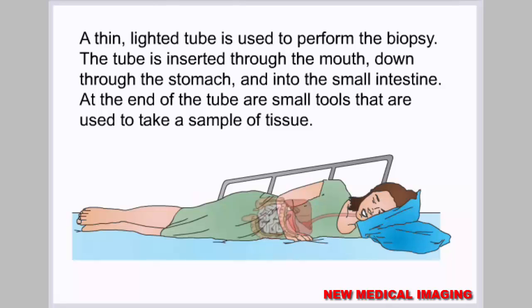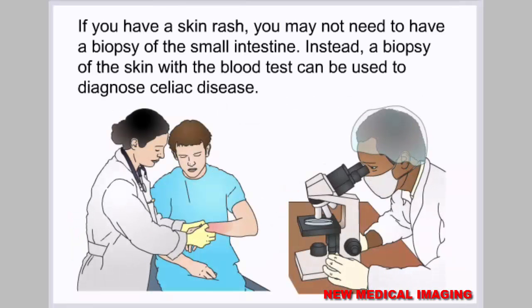A thin lighted tube is used to perform the biopsy. The tube is inserted through the mouth, down through the stomach, and into the small intestine. At the end of the tube are small tools that are used to take a sample of tissue. If you have a skin rash, you may not need to have a biopsy of the small intestine. Instead, a biopsy of the skin with the blood test can be used to diagnose celiac disease.